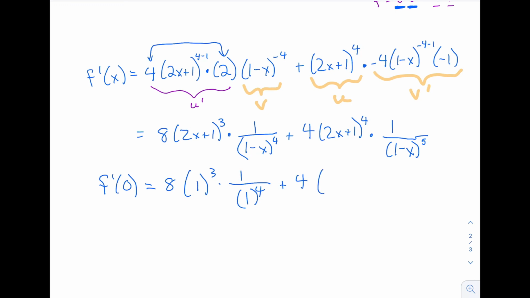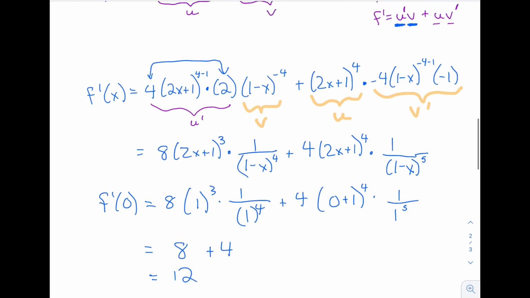2 times 0 again is 0, plus 1 to the 4th power. And this is going to be 1 minus 0, so just 1 to the 5th power. So all these 1s make our life easier. This is just 8 plus 4, which is 12. The same thing that we got with our other strategy.